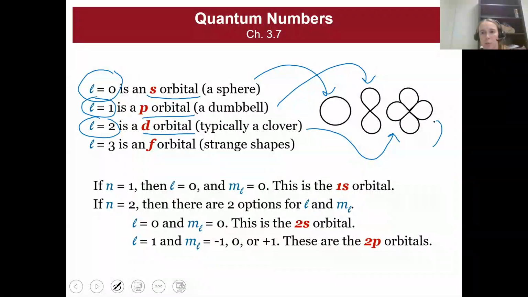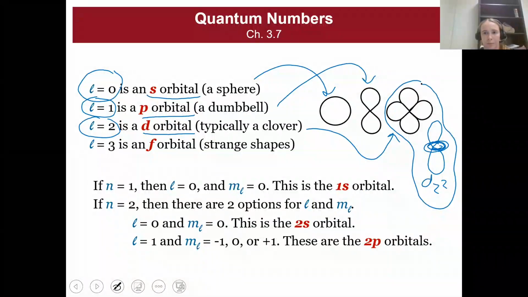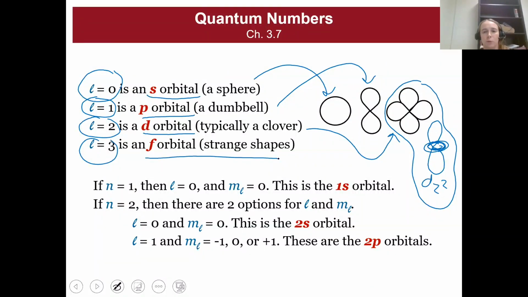There's one option that doesn't look like a clover, and it looks like this. It's a figure 8 with a little donut around the middle, and that is the dz squared orbital. Just so you know that it exists. These are all D's. And then F orbitals are when L equals 3, and an F orbital is a really weird shape, so we don't draw those. So you guys don't need to know what that shape looks like.